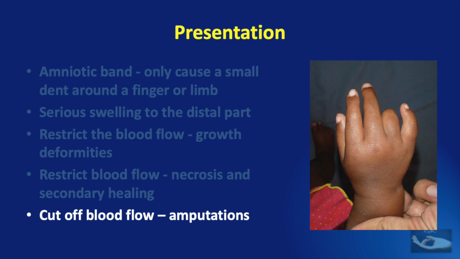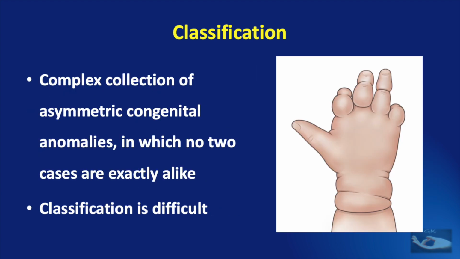Or acrosyndactyly could present with amputations when the blood flow has been totally cut off to the digit or the limb. We need to remember that the child may present with all of these features in the same hand. So acrosyndactyly is a complex collection of asymmetric congenital anomalies in which no two cases are exactly alike. So that makes classification of acrosyndactyly difficult.